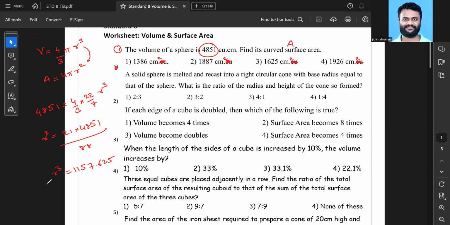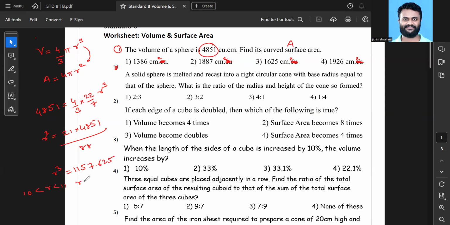How? Because if r was 10, logically speaking, this number is between 10 and 11. Why? Because 10 cube is 1000, 10 multiplied by 10 multiplied by 10. And 11 cube is 1331, right? So this one is somewhere between that.